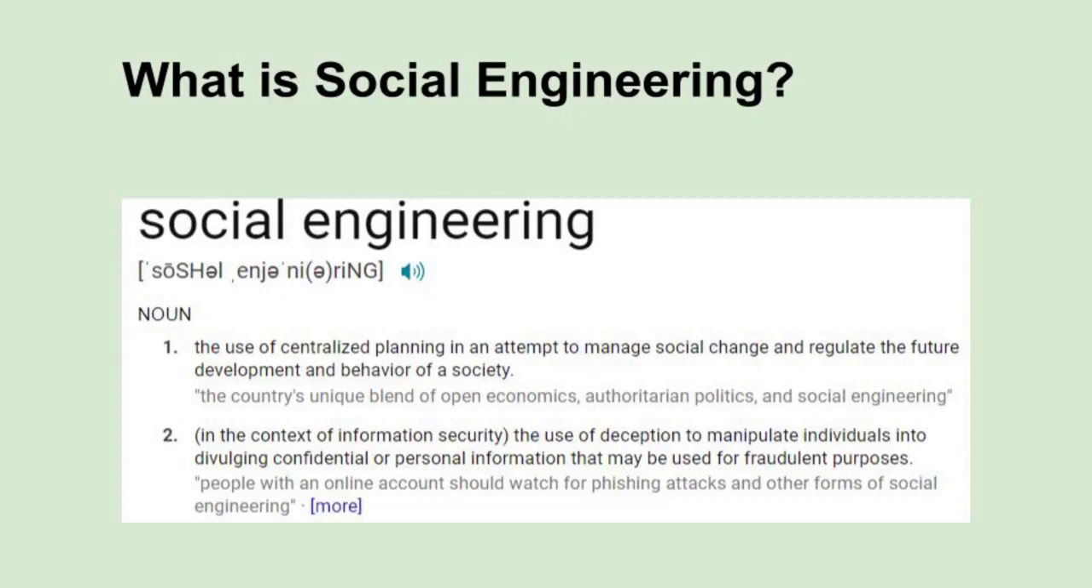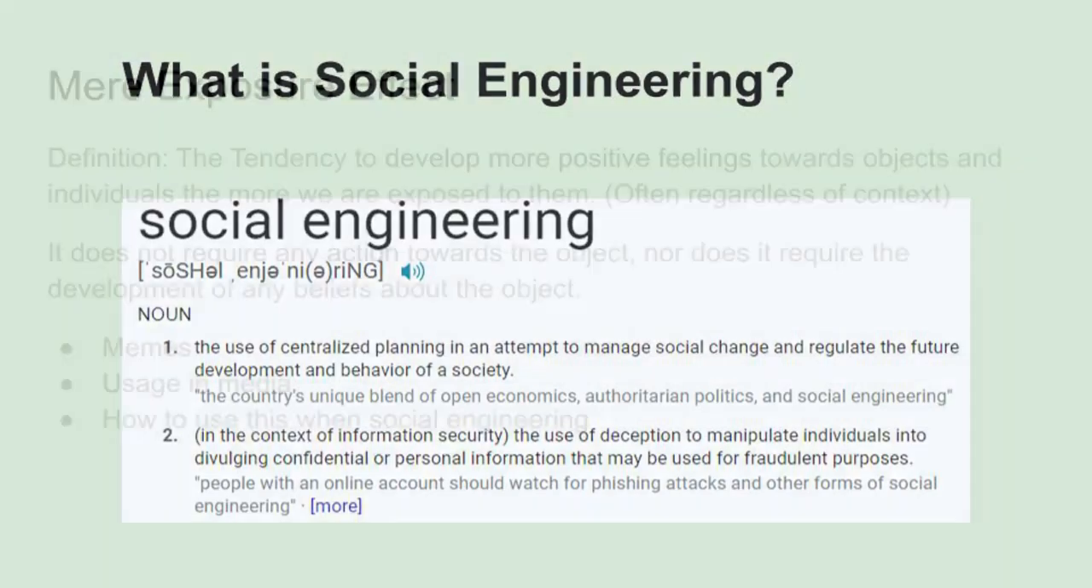There are two definitions. One is about centralized planning in an attempt to make social change. And the second definition is the use of deception to manipulate individuals into divulging confidential or personal information. We're going more with the second definition.